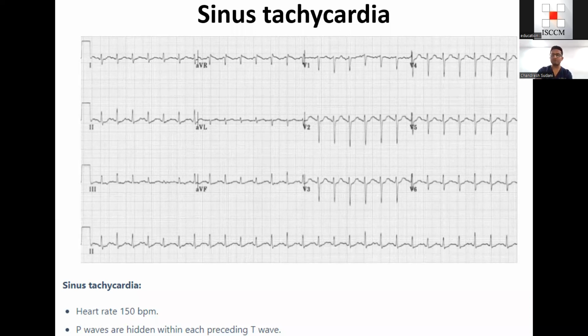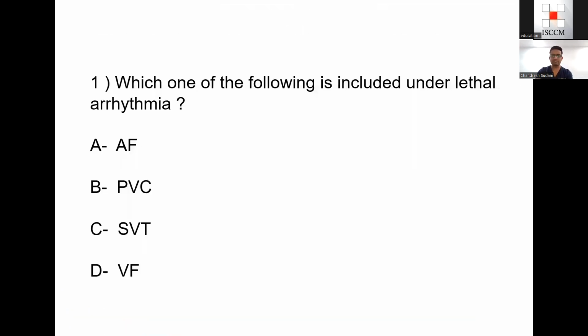Now let's do one thing. Let's solve a few ECGs. I'll show one ECG, and if somebody from the audience can give a hint, we'll have a look. First, which one of the following is included under lethal arrhythmia? The options are atrial fibrillation, premature ventricular contraction, supraventricular tachycardia, and ventricular fibrillation. Any responses?